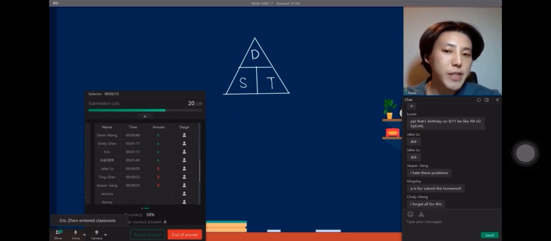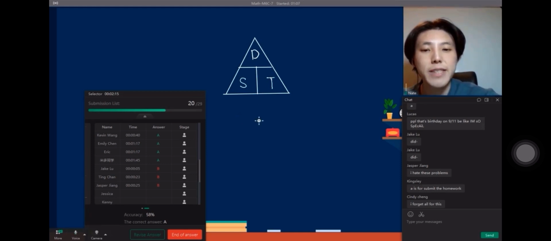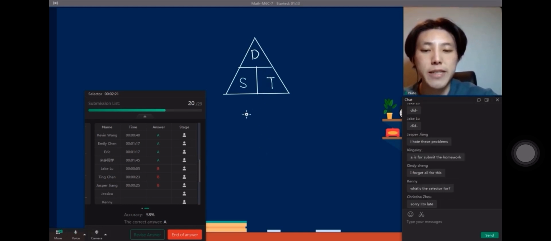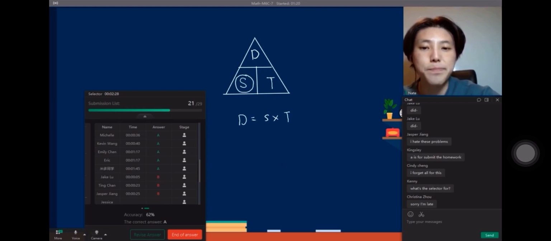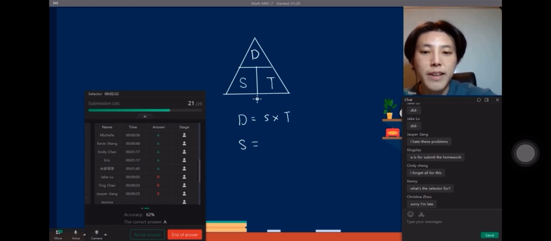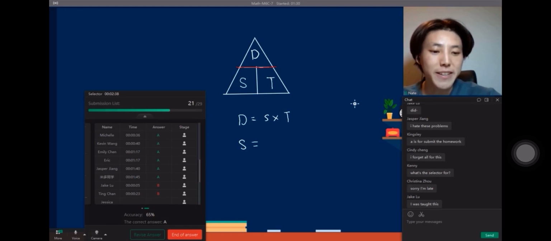If I want to find distance, you circle that letter. All you have to do is look for the other two letters. The distance is going to equal speed times time. If I want to find speed, you circle speed, and then you see the horizontal line over here? That's a fraction. It will be distance over time.